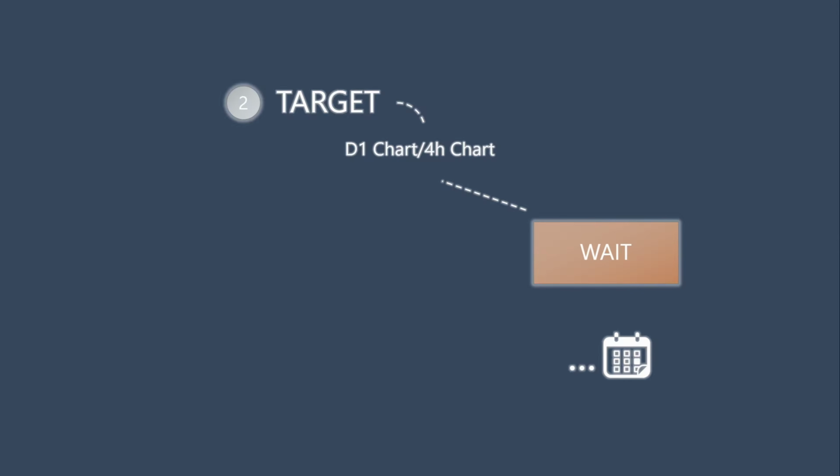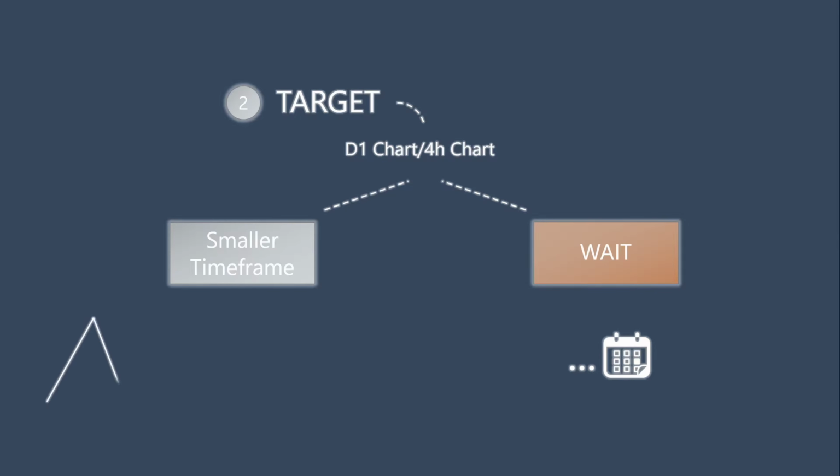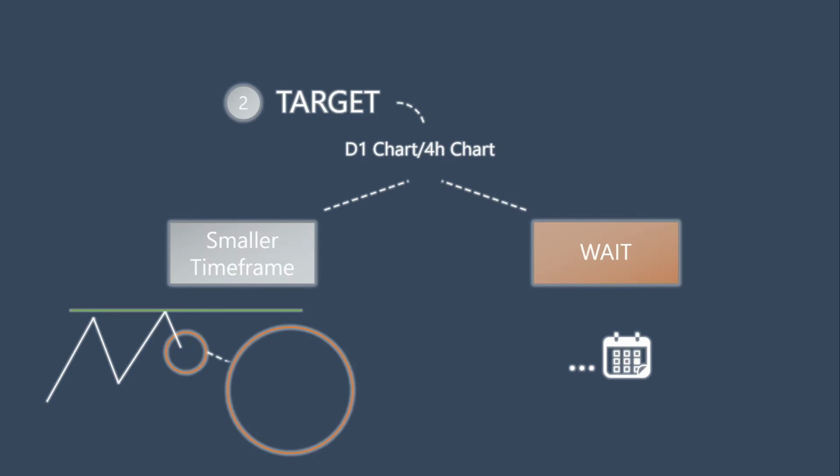Point number 2 is the target zone. This is determined on the daily chart or on the 4-hour chart, depending on whether you are a swing trader or a day trader. It may also be the hourly chart. However, it is important to note that we may simply have to wait and see. If not all timeframes are pointing in the same direction, it is also our job as traders to refrain from placing a trade. On the other hand, if we identify an entry point, an inefficiency, or a liquidity pool on the smaller time frame, as is the case here.